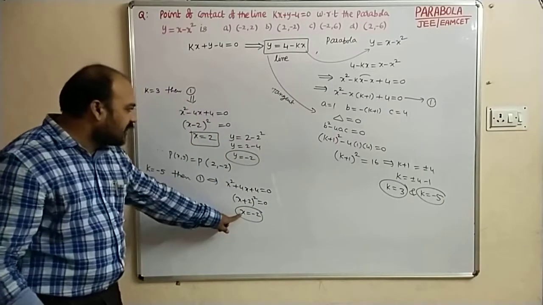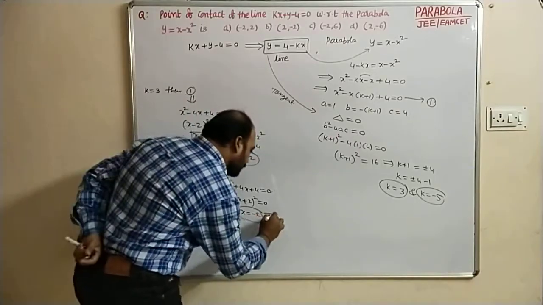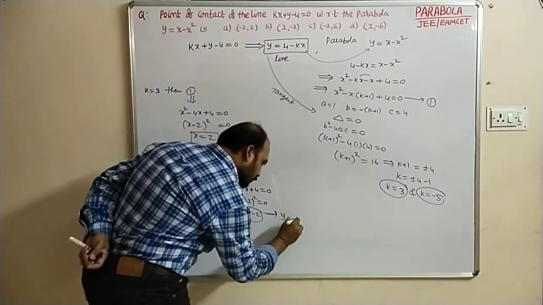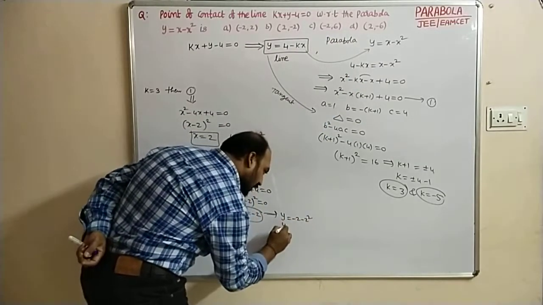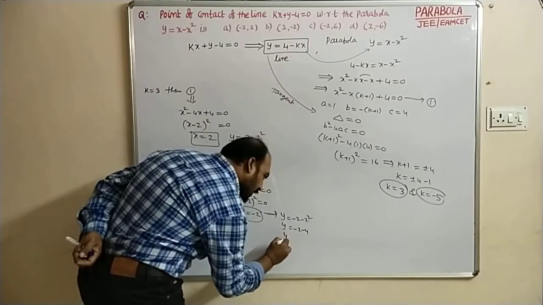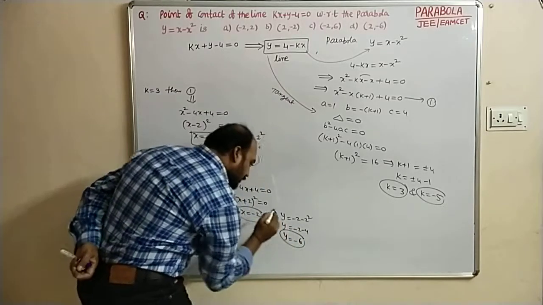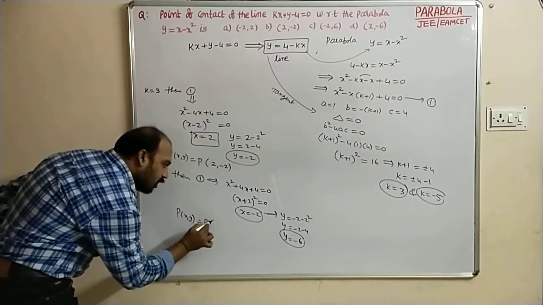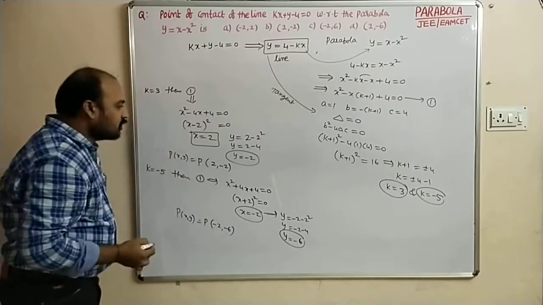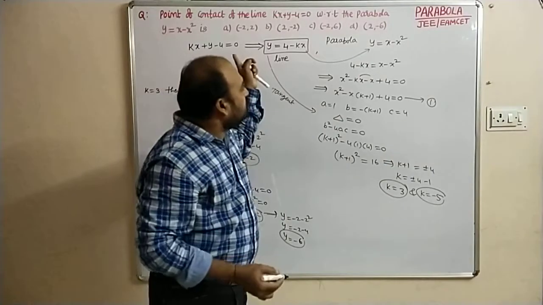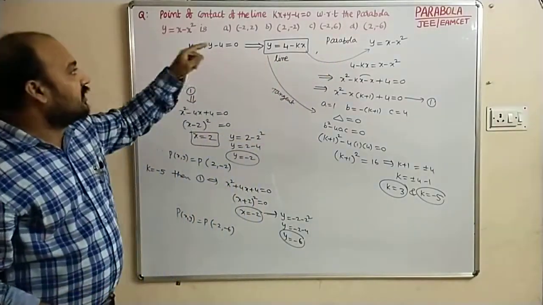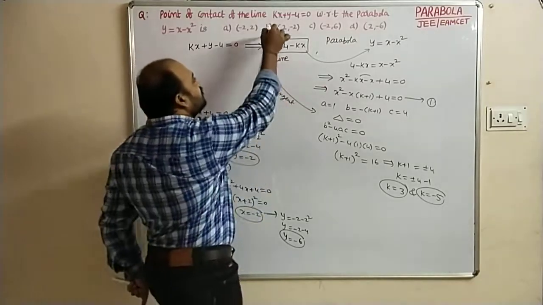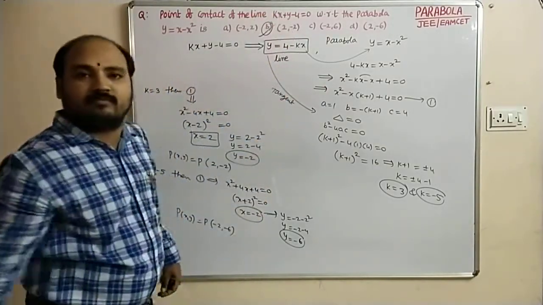When x is equal to minus 2, y value we can calculate from this parabola curve. Y is equal to minus 2 minus 4, minus 2 square. So y is equal to minus 2 minus 4, y equal to minus 6. Therefore, another point of contact P of x comma y equal to P of minus 2 comma minus 6. So minus 2 comma minus 6, there is no option in the given. So we can consider 2 comma minus 2, which is there in the second option.